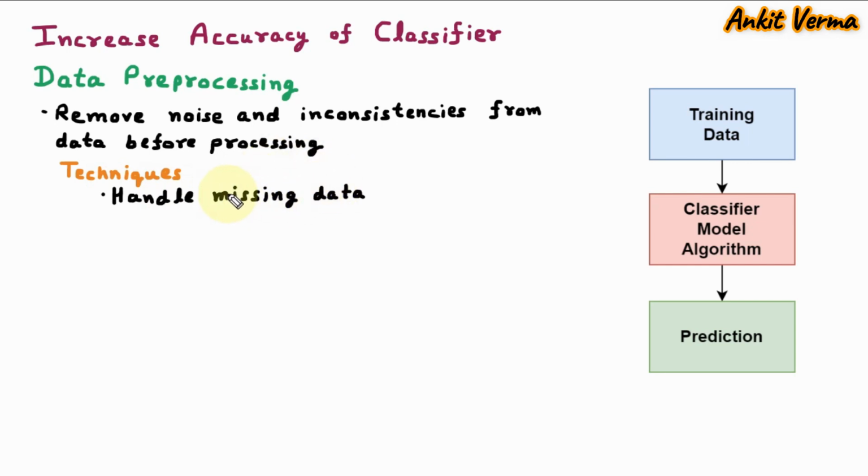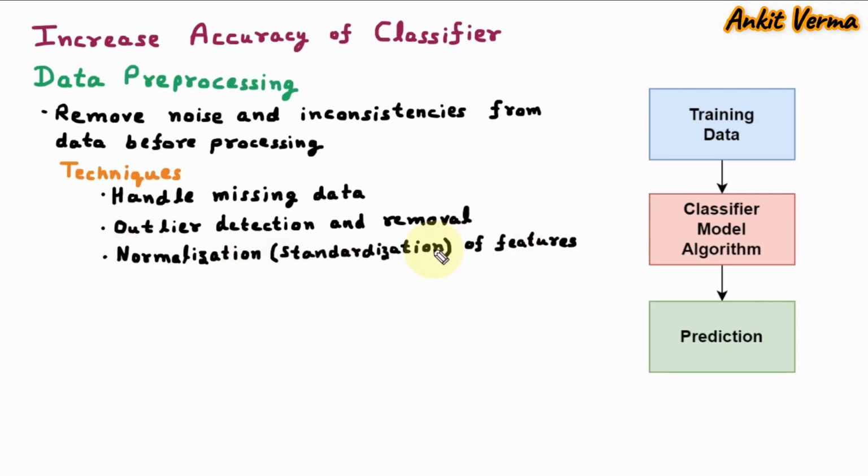Here, if some data is missing, we handle it. Second is outlier detection and removal. Here, outlier means the value which is out from the average values. So these outliers are detected and removed. Next is normalization or standardization of features. Here the features are standardized, means they are normalized.